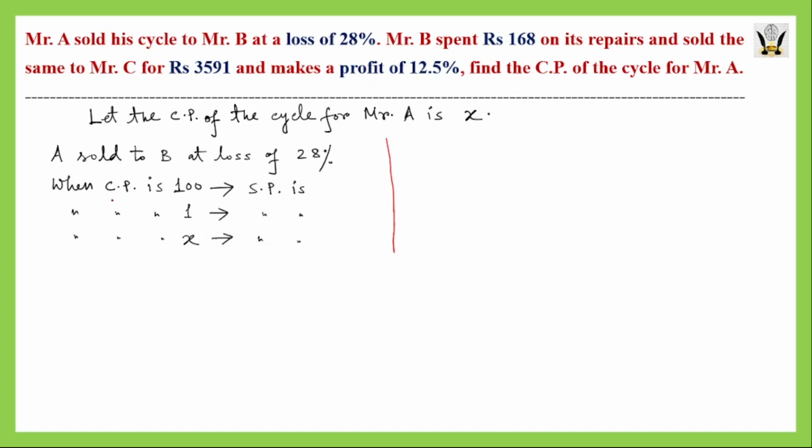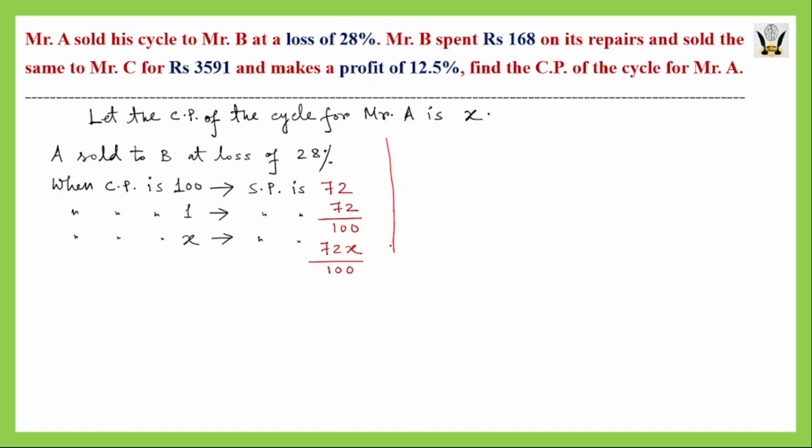So if the cost price of that cycle is rupees 100, then the selling price will be 20 less than 100. So it will be 100 minus 28, or it will be rupees 72. Now if the cost price of that cycle is 1, then the selling price will be 72 divided by 100. And if the cost price of that cycle is X, that we have assumed because that is not known, and that's what we have to find, so it will be 72x divided by 100.